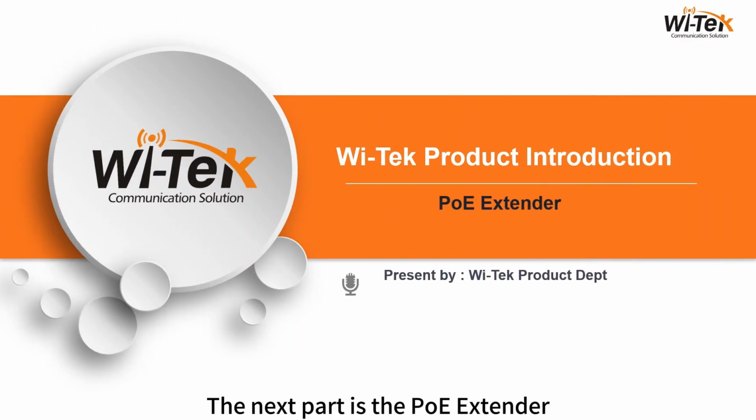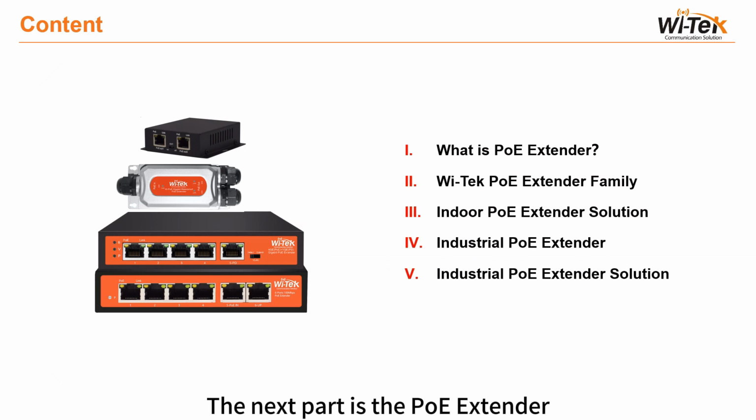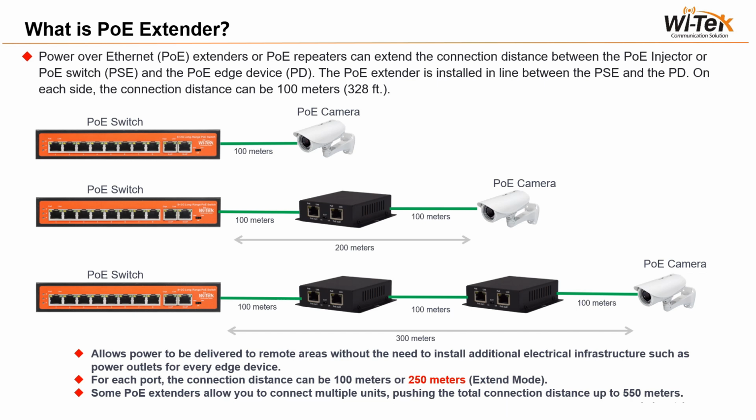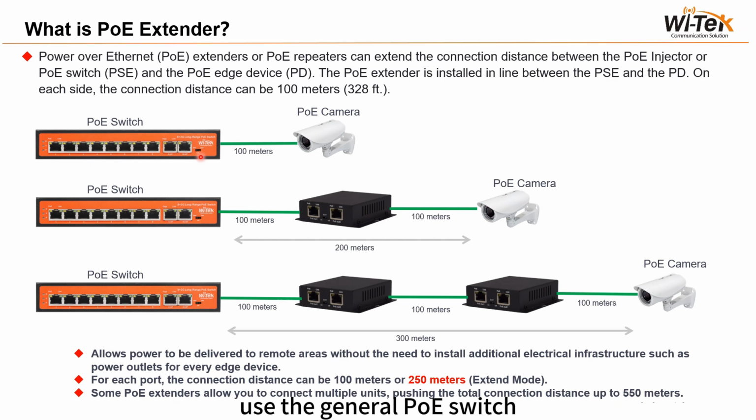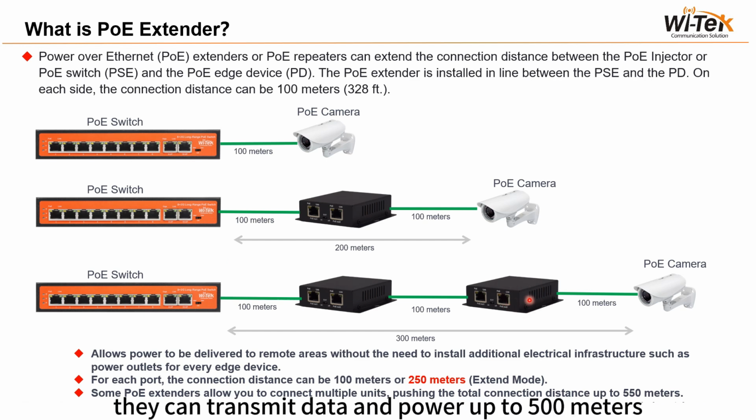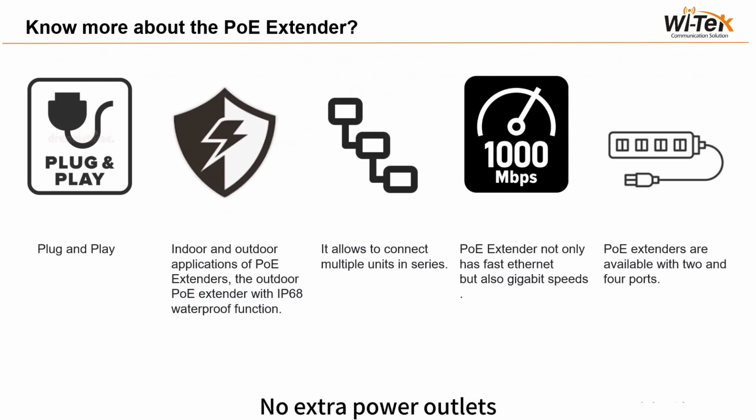The next part is the PoE Extender. We have 5 parts: introduction, product family, industrial PoE Extender, indoor and industrial solution. If you only need to extend your network to 100 meters, use the general PoE switch. If you want to extend it more than 250 meters, use the 250 meters long-distance PoE switch. If you want further distance, use the extenders. They can transmit data and power up to 500 meters, no extra power outlets.